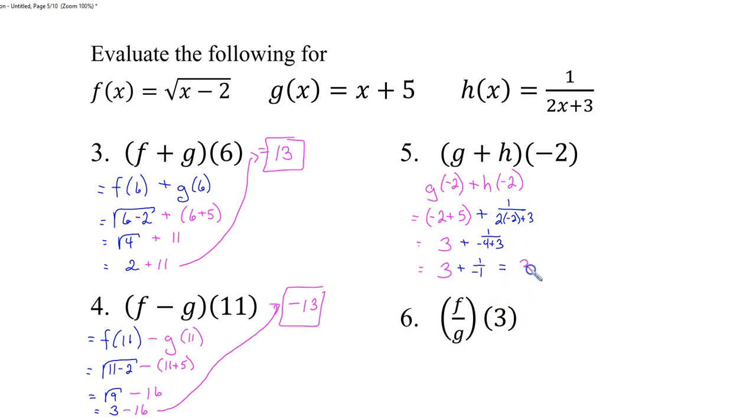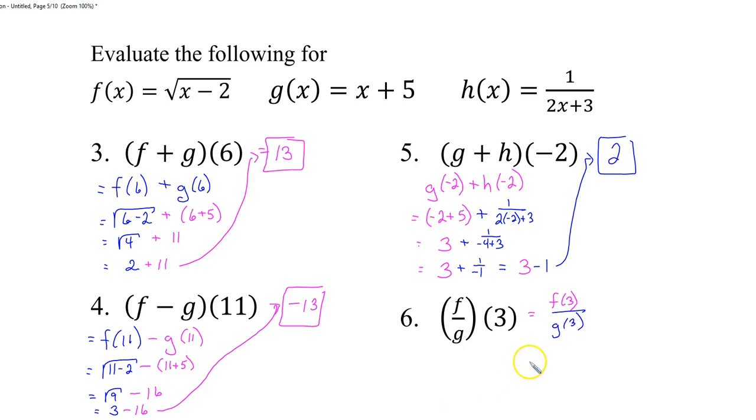And this is going to be 3, and then 1 divided by negative 1 is minus 1, and so 3 minus 1 is going to give me a value of 2. And so g plus h of negative 2 is just going to be a positive 2. Right? We have one more of these to do, and this is going to be f of 3 divided by g of 3. So we'll be plugging 3 into both of those functions again.